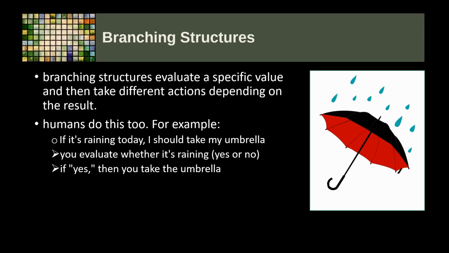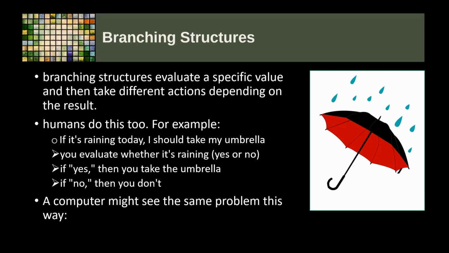You pick up the umbrella as you leave the house. If it's no, then you take a different action. You leave the umbrella there. Or you might even think about that as taking no action, depending on how you evaluate that situation. But that's a very human thing to do. We do it all the time. And we're performing that kind of logic in our daily lives just constantly without even realizing it. A computer does the same thing, but it might see this problem in a little bit different way, or at least metaphorically think about the problem in a different way.